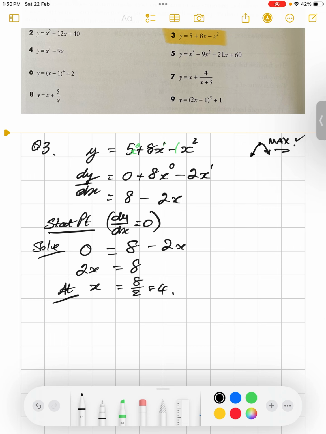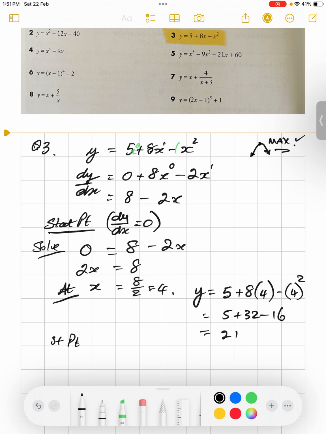So we substitute x equals 4 into our y. 5 plus 8x, 8 times 4, minus x squared, which is 4 squared. And we get 5 plus 32 minus 16, and so we've got 21. There is a stationary point at (4, 21). Now we check to find out, well, okay, so minus 16, 8 times 4 is 32, yeah.